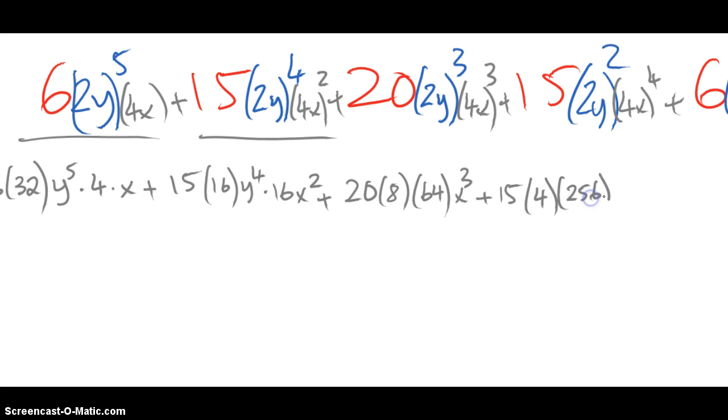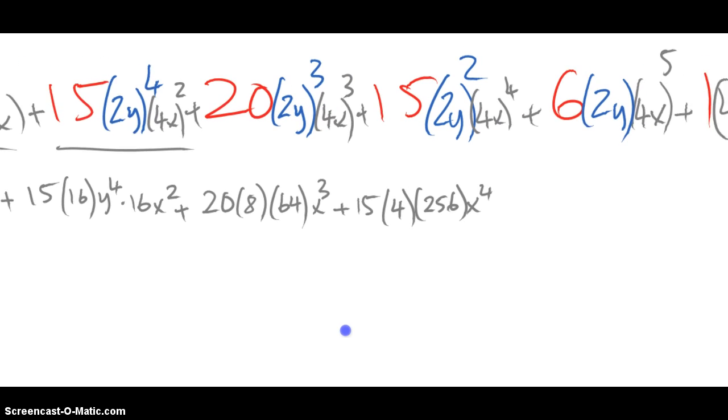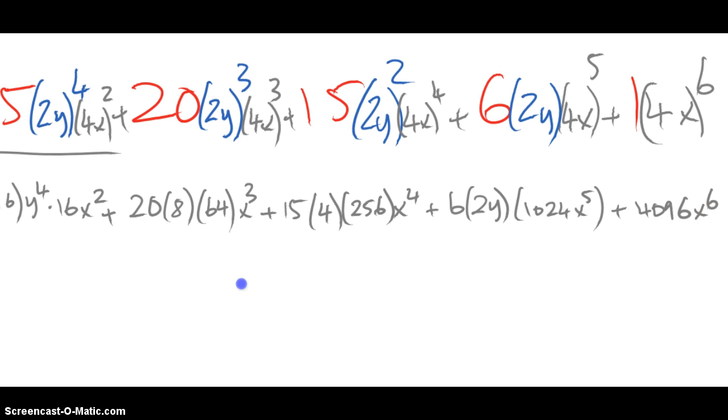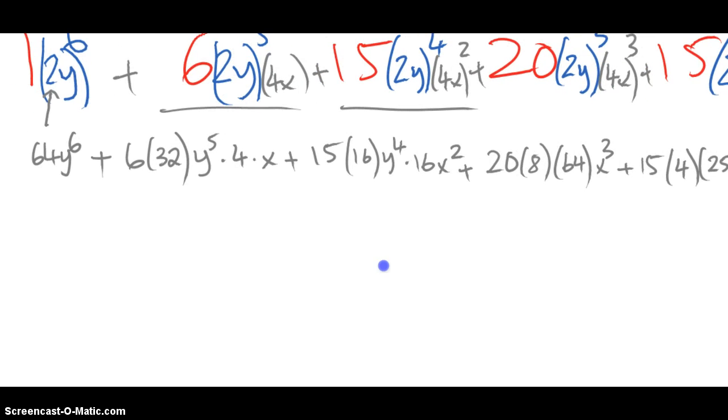That's 256x to the 4th, and then the final one, oh no, it's not the final one, is it? Good grief, this goes on forever. Plus 6 times 2y times 4 to the 5th, which is 1024x to the 5th, plus 4 to the 6th, good grief, which is 4096x to the 6th. And that's not finished, but let's just scroll back to the beginning of this.